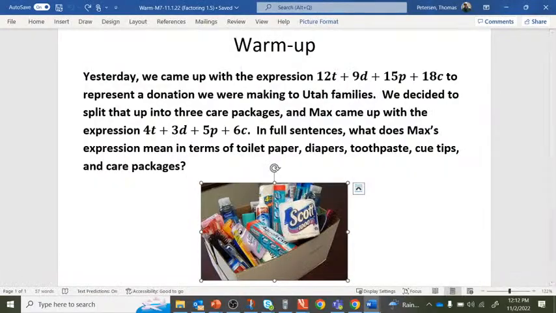Here is your warm-up. Yesterday we came up with the expression 12t plus 9d plus 15p plus 18c to represent a donation we were making to Utah families. We decided to split that up into 3 care packages, and Max came up with the expression 4t plus 3d plus 5p plus 6c. In full sentences, what does Max's expression mean in terms of toilet paper, diapers, toothpaste, Q-tips, and care packages? See what you guys can figure out, okay? We're talking about this together in but a moment.